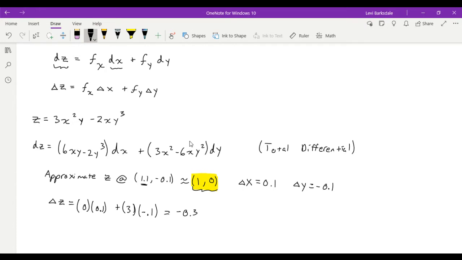And importantly, the z value at 1, 0 is equal to 3 times 1 squared times 0 minus 2 times 1 times 0, which gives 0. We can say that the z value at the point 1.1, negative 0.1 is about equal to the z value at the point 1, 0 plus this change in z.